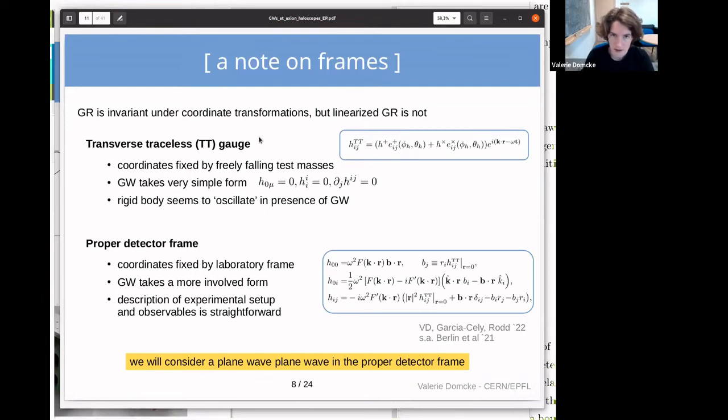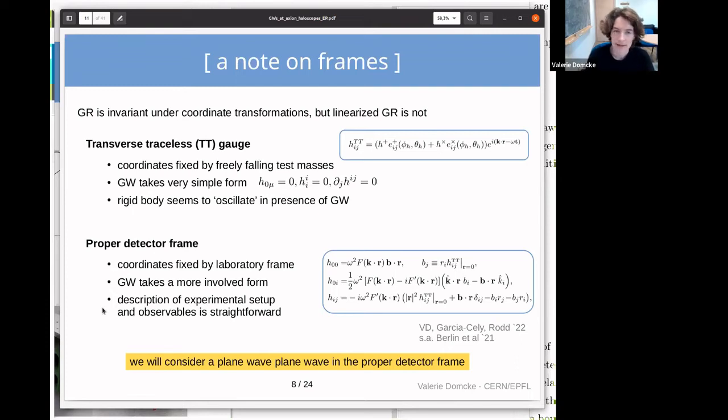But it has a disadvantage: if you now have an object which is not freely falling, because it's rigid and macroscopic, such as an experimental apparatus, it would appear to be oscillating, even while standing rock solid in your lab. The reason it seems to be oscillating is because your coordinates are the freely falling trajectories. This is not a very intuitive way at all to describe any object in your lab. So instead, if you want to describe an object in your lab, you would want to use the lab frame, or the proper detector frame, which is exactly what you would think it is. You use a rigid ruler to identify the coordinates in your lab frame.